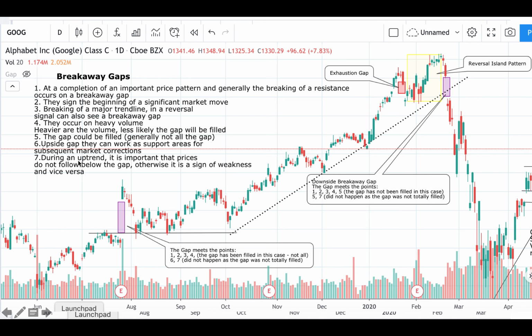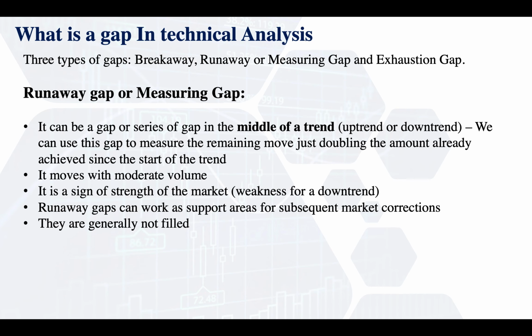So let's go. Those are the main points. Again, please remember those points while trading. Let's move to the next slide. The next slide is the second type of gap, the runaway gap. A runaway gap, or measuring gap, is the one that happens during a trend. So it is in the middle of it.